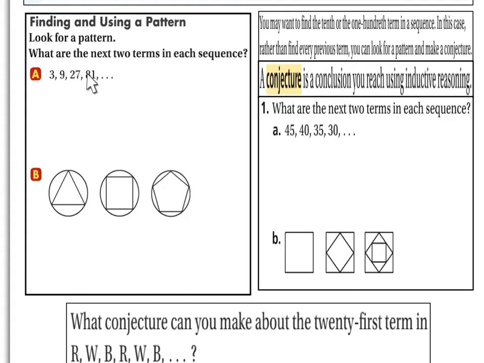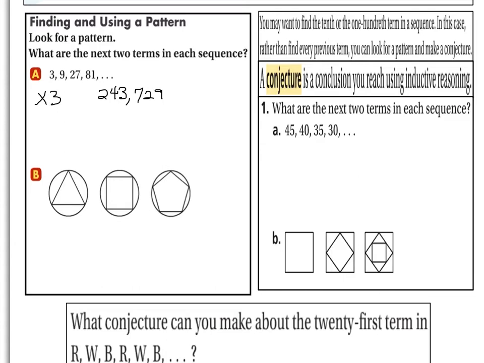Now we notice we have a pattern. We're multiplying by 3 on each one. So if I look at my next two numbers, 81 times 3 would be 243, and then 243 times 3 would be 729. Those would be my next two numbers in the sequence. That's how you look for these patterns.